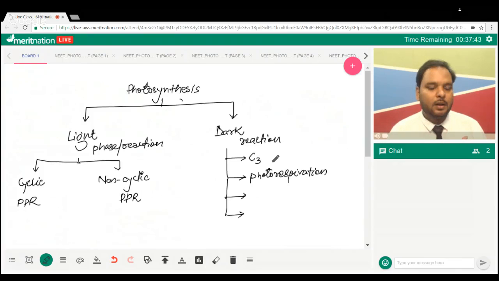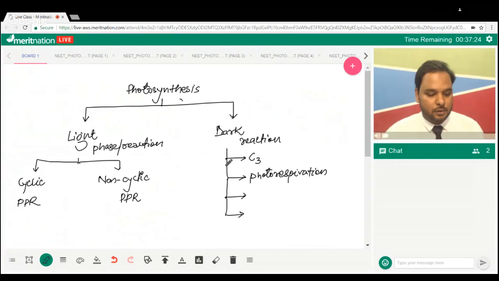Let's see. Okay, so why photorespiration is there, why it is not important, and why it is important. Photorespiration, as we call it, is a necessary evil. It is a necessary evil, yet it is present in plants. Why? You need to figure it out.